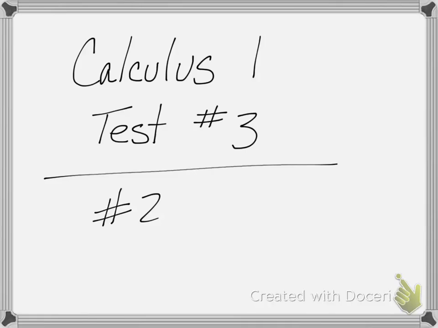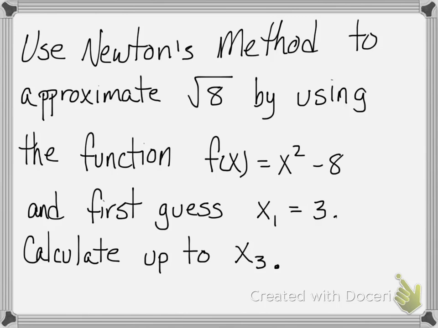Alright, this is problem number 2 from our Cal 1 test 3, and it says to use Newton's method to approximate the square root of 8 by using the function f of x is equal to x squared minus 8, and our first guess, x sub 1, being equal to 3. It wants us to calculate up to x sub 3. So basically that just means use Newton's method 2 times.